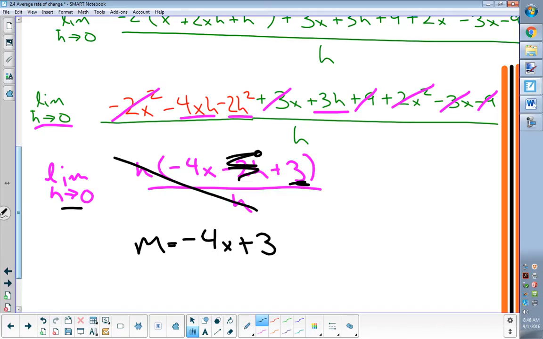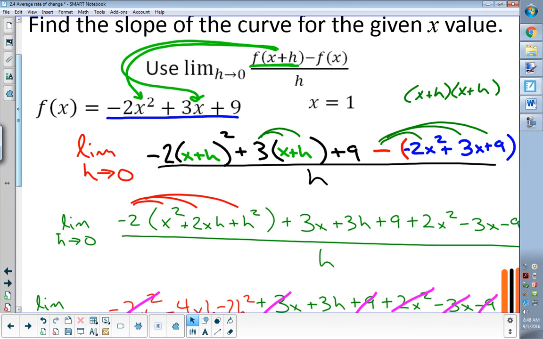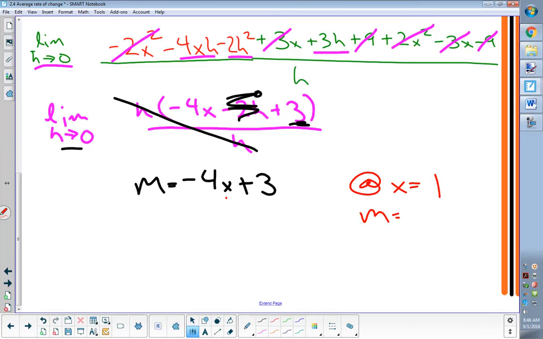A lot of work. That is the worst case scenario. I won't give you such an annoying problem again. That one's really annoying. The whole point was to find the slope at 1. Now that I have this equation, to find the slope at x equals 1, we're plugging 1 into it. So my slope at x equals 1 is going to be negative 4 plus 3, which is negative 1.